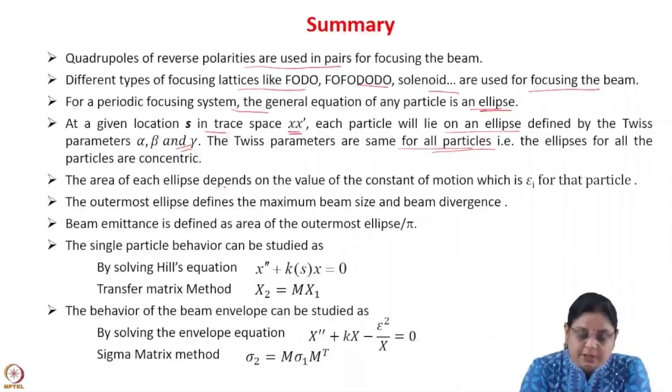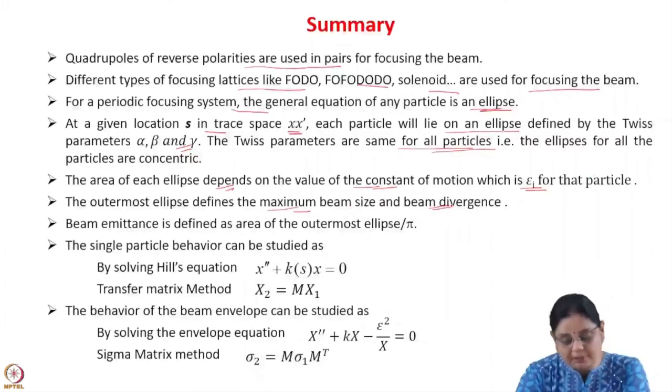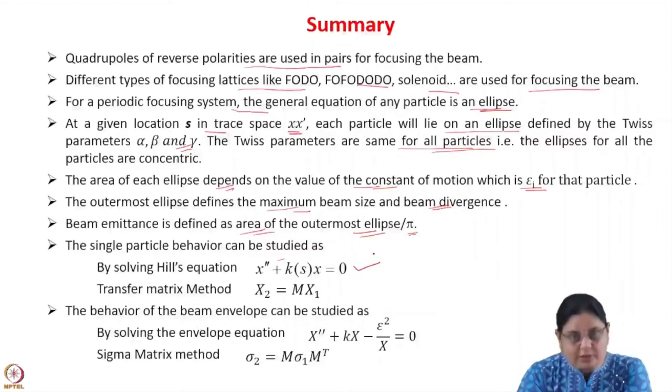The area of each ellipse depends on the value of the constant of motion, which is epsilon i for that particle. The outermost ellipse defines the maximum beam size and the maximum divergence. And beam emittance, which is a figure of merit of the beam, is defined as the area of the outermost ellipse divided by pi. Now, single particle behavior can be studied by solving Hill's equation. If you know the value of k, you can write the equation of motion and solve it and find out the trajectory of the single particle.